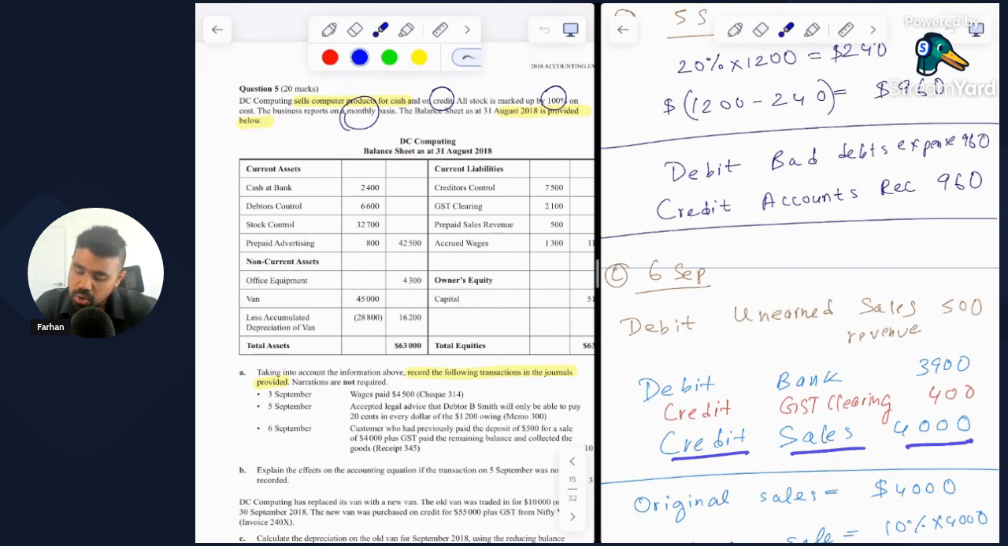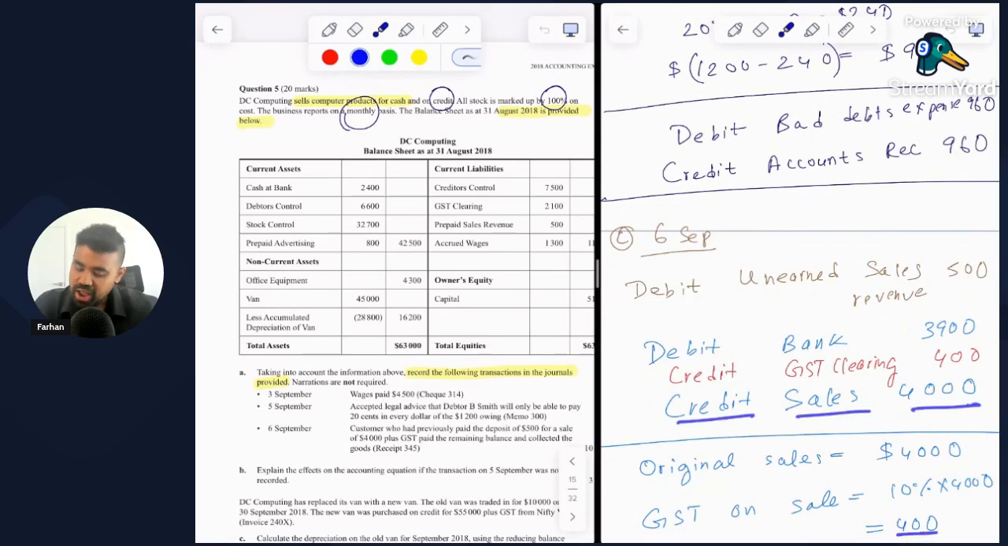Okay. Now, we also know that there is a 10% GST associated with it. So which means the GST on the sales would have been $400. So every time you have a GST on sale, how do we report this in the GST clearing account? Now, the GST clearing account by default is a liability account. Okay. Now, what does that mean? That means all the GST that we collect from our sales, or we expect to collect from our sales, are what we report on the credit side.